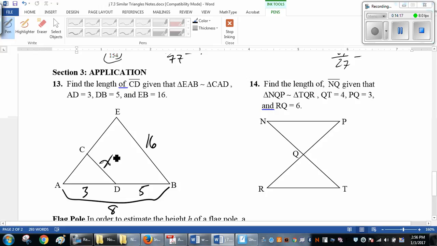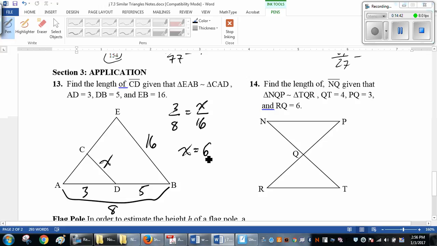Now this should be pretty obvious for us. Match up our corresponding parts. Okay, let's look at our small triangle. We have side AD, 3, corresponds to side AB in our large triangle. There's our ratio that we need, our scale factor. Then we go to our small triangle. We want CD, which is X, and that corresponds to side EB, which is 16. All we have to do now, cross multiply and solve, and we're going to get X equals 6.